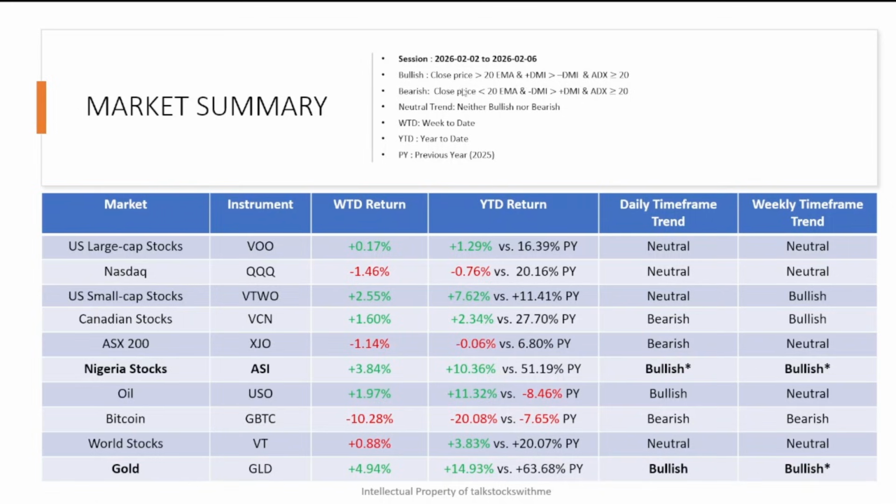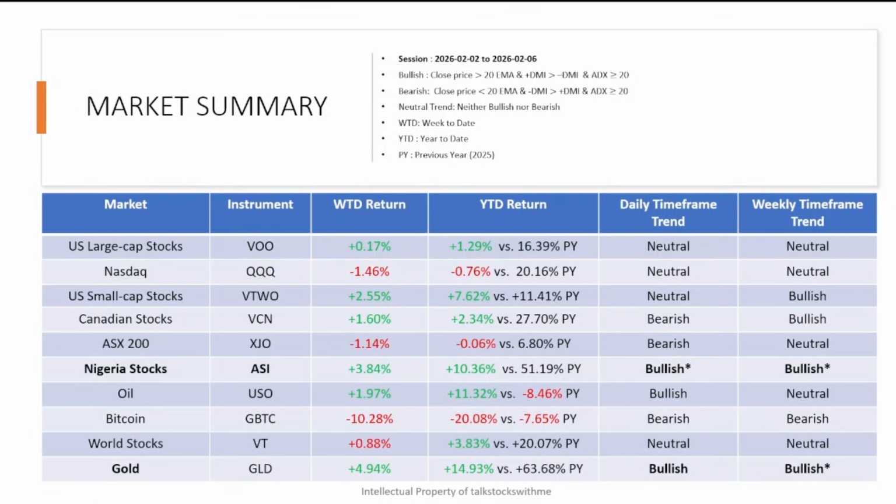Conversely, a bearish trend is identified when the close price is less than the 20 exponential moving average and the minus DMI is greater than the plus DMI and the ADX is at least 20 and above. A neutral trend is when we are not able to identify a bullish nor bearish trend. WTD stands for week to date, YTD stands for year to date, and PY stands for previous year. Again, we're only going to focus on the indexes where we believe that viewers can benefit in the short to mid term.